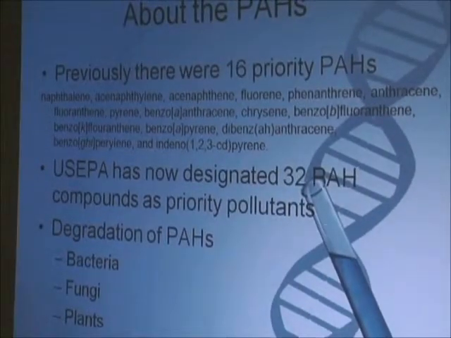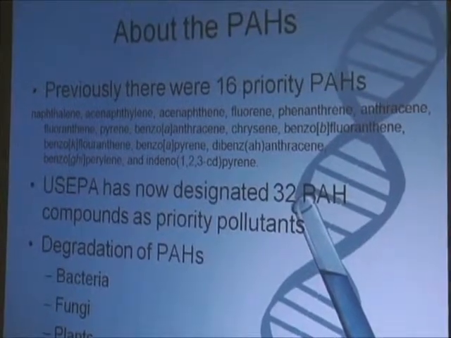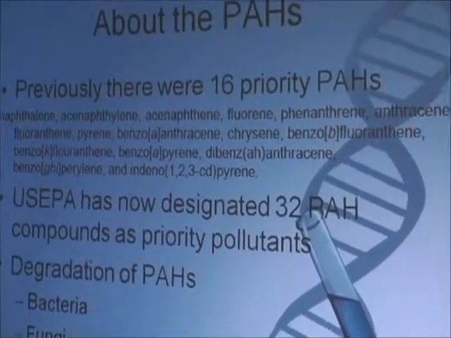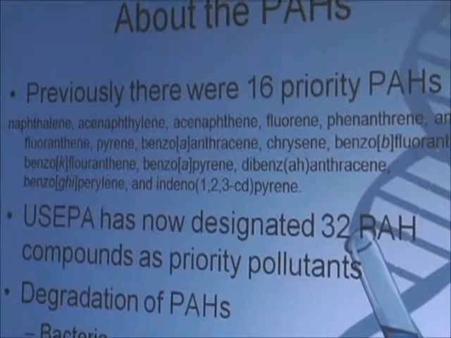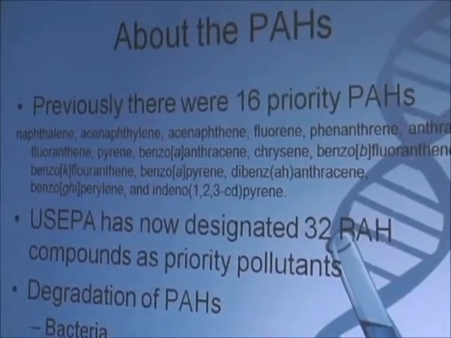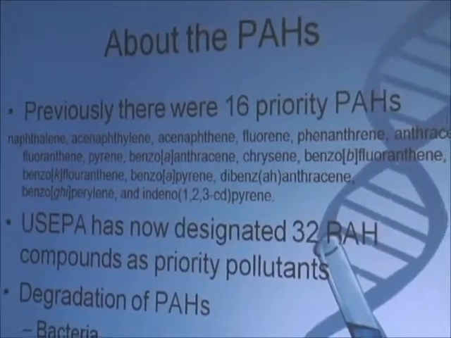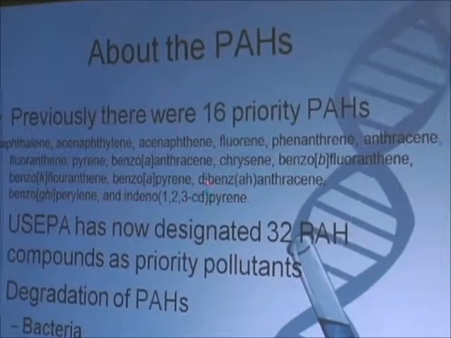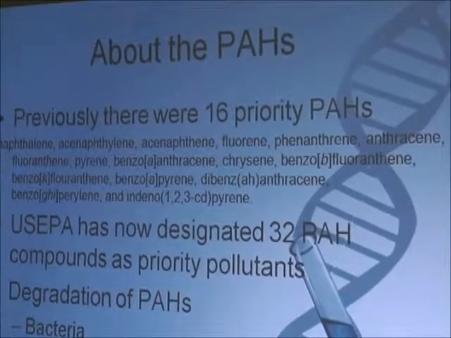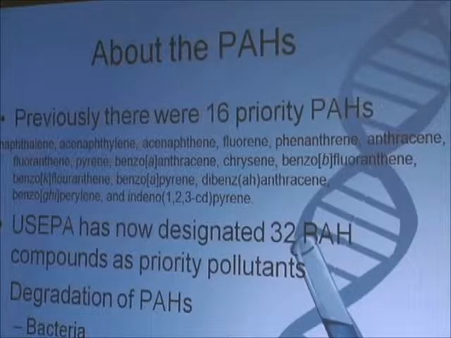Now, about the PAHs. Previously, there were 16 priority PAHs that were considered important. They were called the 16 priority, but now there are 32 listed as priority pollutants. And I've listed 16 here for those who might be interested. Degradation of PAHs can happen by bacteria, fungi, plants, even photooxidation, right? So that's sun and all that kind of thing.